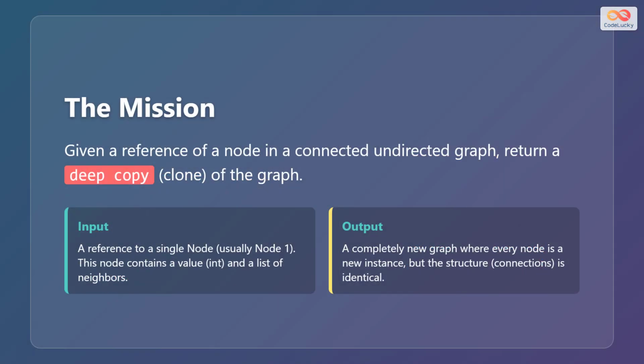So here is the mission. You are given a reference to a node in a connected undirected graph. You need to return a deep copy of that graph. The input is just one starting node. The output must be a completely new graph where every single node is a new instance, but the connections between them mirror the original graph exactly.